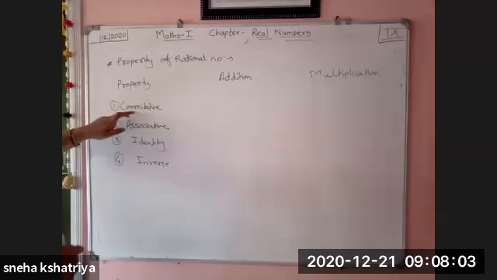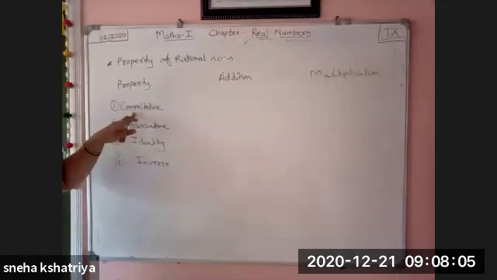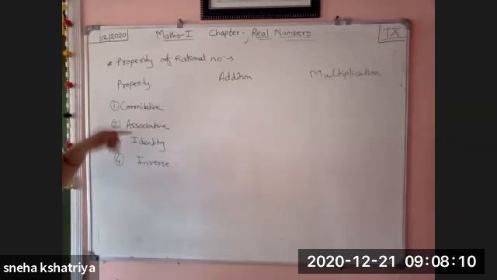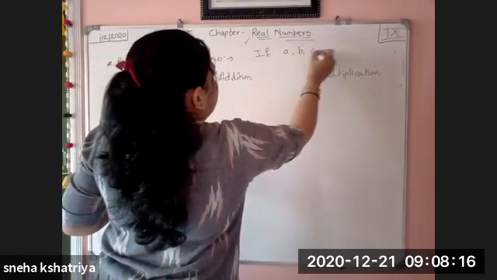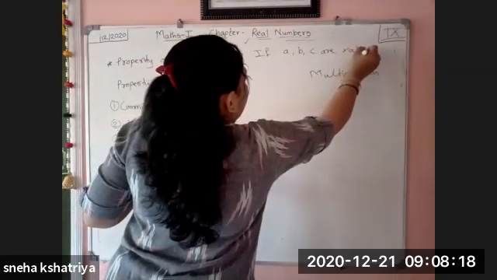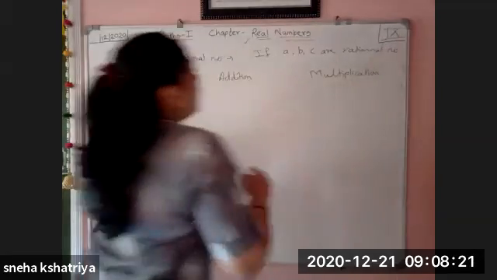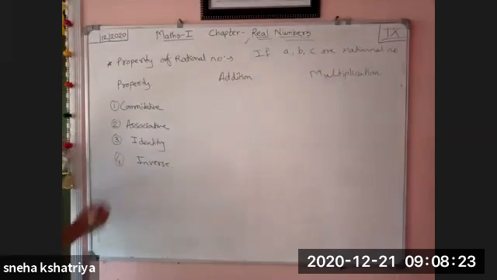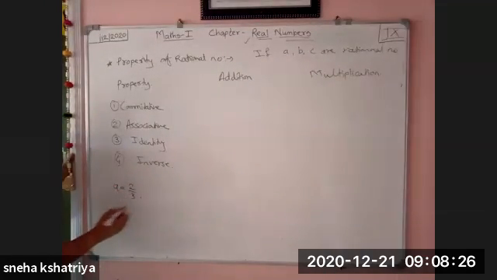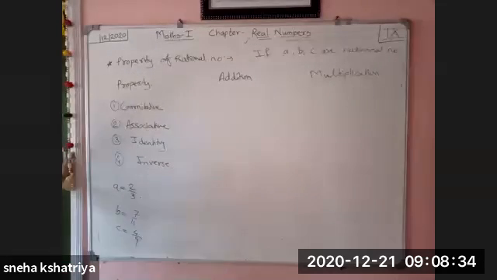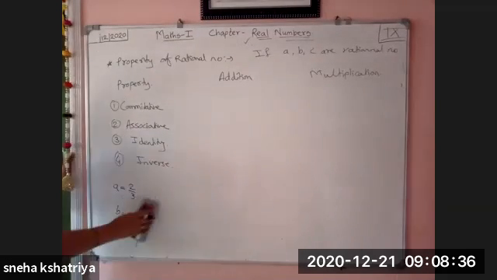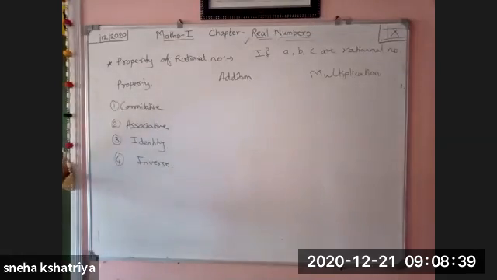First is what? Commutative property. If A, B, C are rational numbers. Okay, A, B, C are rational numbers means what? Here A might be a fraction 2 by 3, B might be a fraction 7 upon 11, C might be a fraction 4 upon 9. Okay, such kind of fractions they may be there. They are denoted as A, B, C.